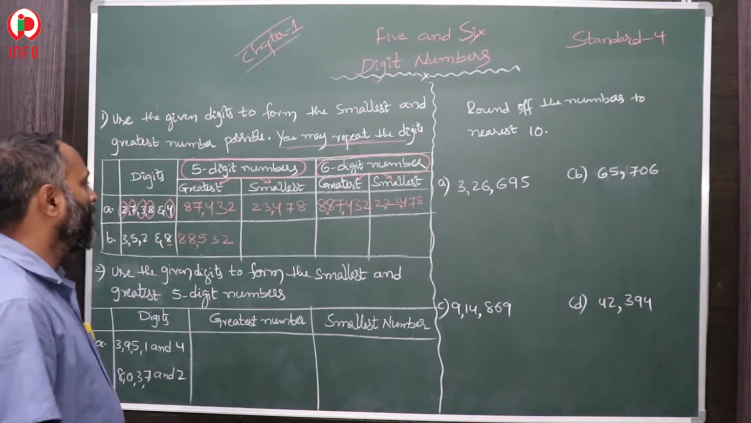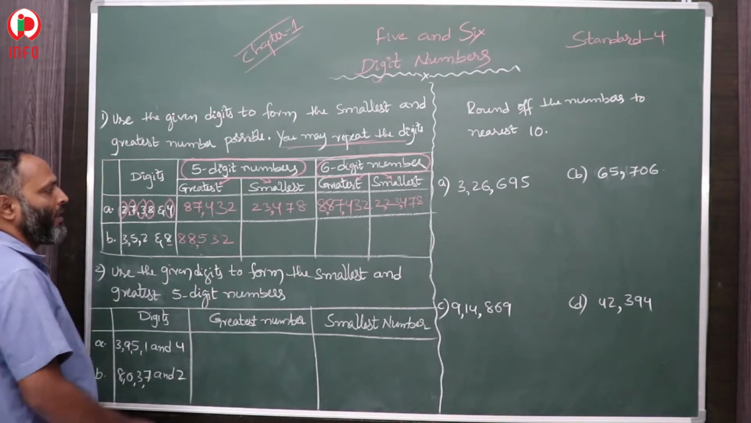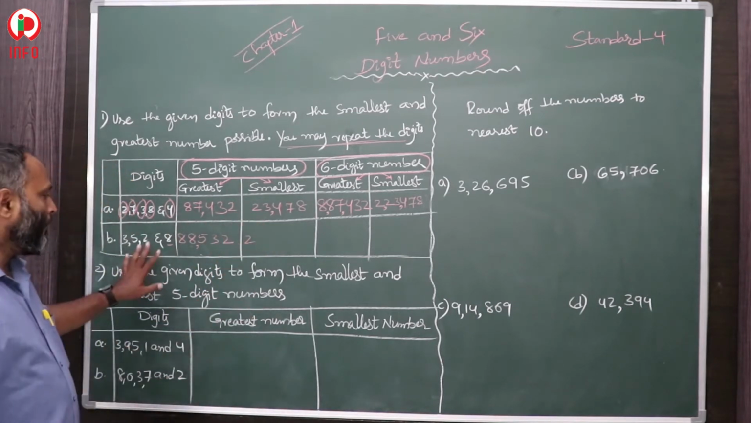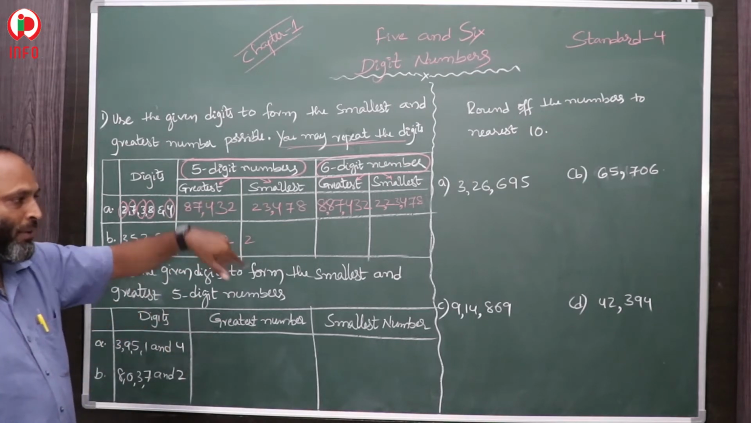In the similar way we have to make the smallest 5-digit number. Then how do we make it? First we take the smallest number, 2. Here we have only 4 digits, we need 5 digits, so we repeat the smallest digit one more time.